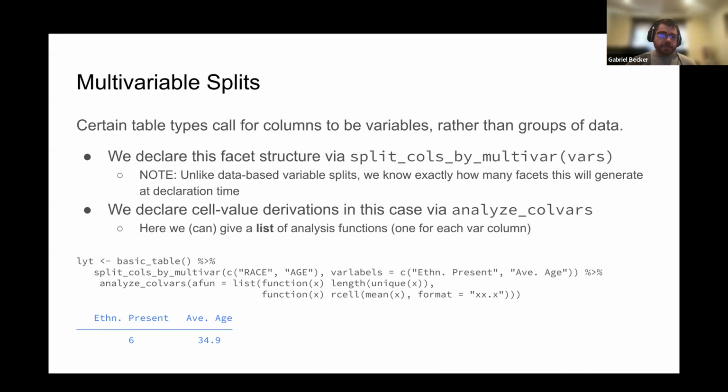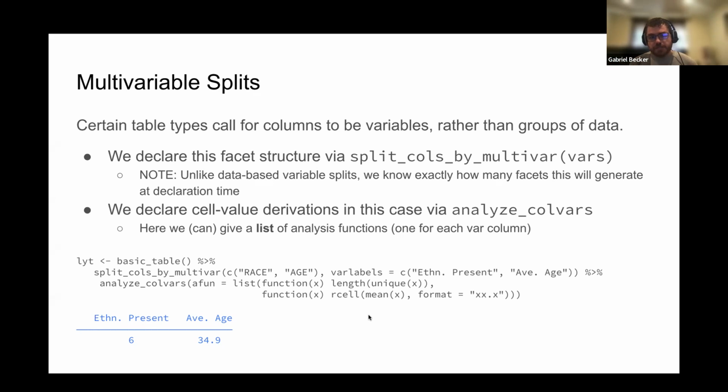And then you use analyze colvars to specify your analysis function, and you can actually give it a list of analysis functions. So you can give it a different analysis function for each of these variables that you want to be a column. You can see an example of that here, where I've said, okay, how many different ethnicities are present is the first column. That's my analysis of race. And then what's the average age? You can see in my analyze colvars, the afun is a list. The first one's applied to race. The second one's applied to age. And there you go. So that's that.